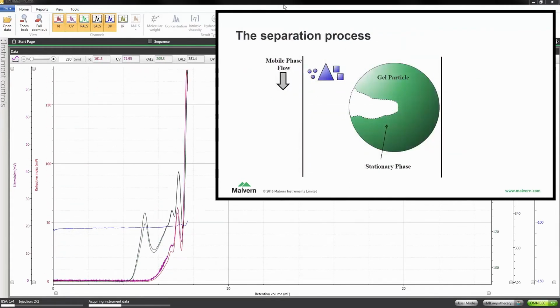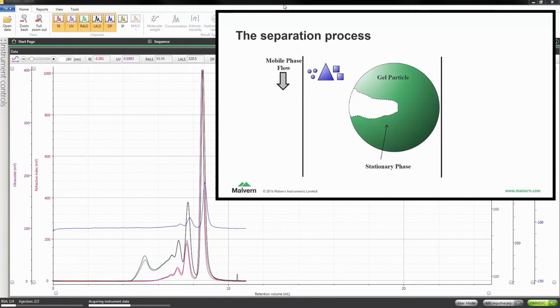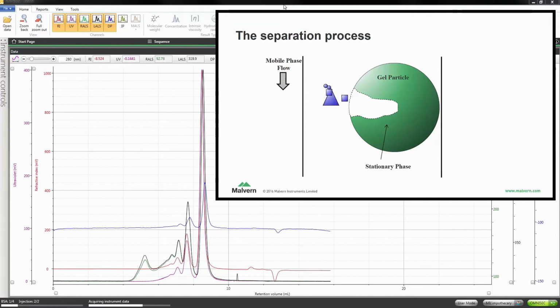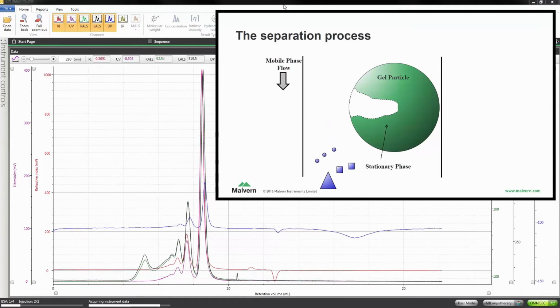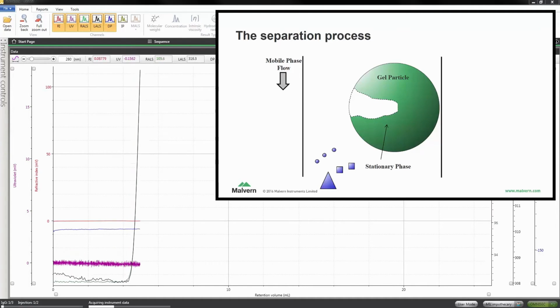The way that works is, imagine a single gel particle within a column and a mixture of different molecules coming through. As they move through the system, the molecules can diffuse in and out of the gel particles to different extents. The larger ones, like the triangle, are excluded from many and move faster. The squares get in a bit deeper, and the little spheres get in much deeper, all the way to the center. As the molecules move from particle to particle, the separation between them grows and grows until our individual populations are separated.